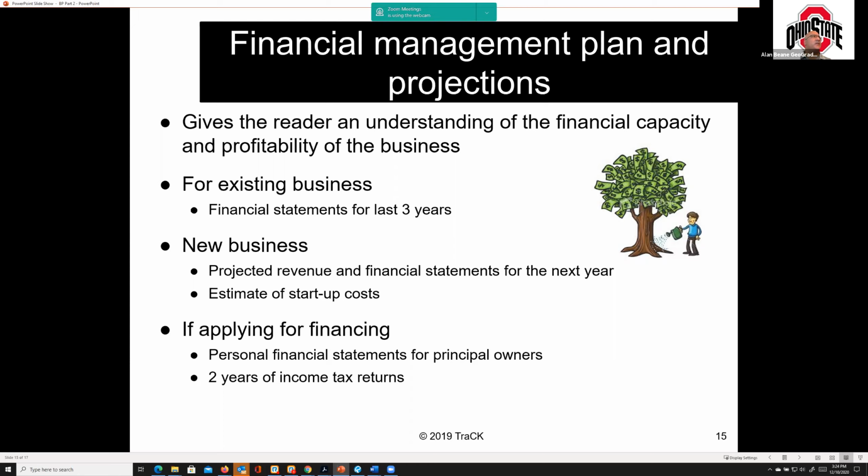So this just gives an idea. If you're an existing business, then you can list your last one, two, or three years of financial statements, balance sheets, and profit and loss statements. If you're a new business, you're going to have to give your projected revenue and financial statements going forward for a year or two, whatever the case may be. And then also an estimate of startup costs. How much is it going to cost you to get into business?